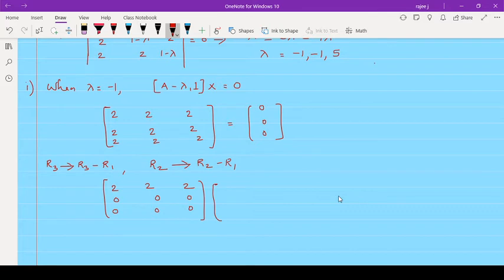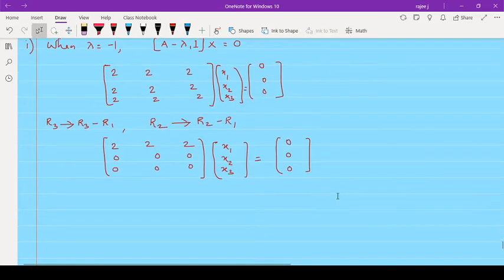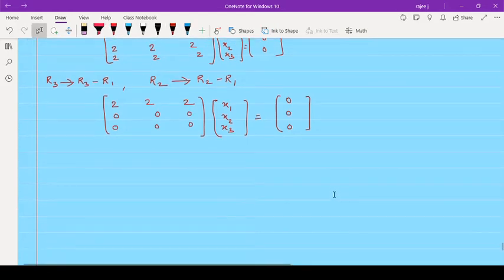Here we need to write x1, x2, x3 equal to 0, 0, 0. Now on solving this equation, if you need, you can write one more step, that is R1 divided by 2, which gives 1, 1, 1. That also, if necessary, we can write; otherwise it's okay, we can keep it as it is.